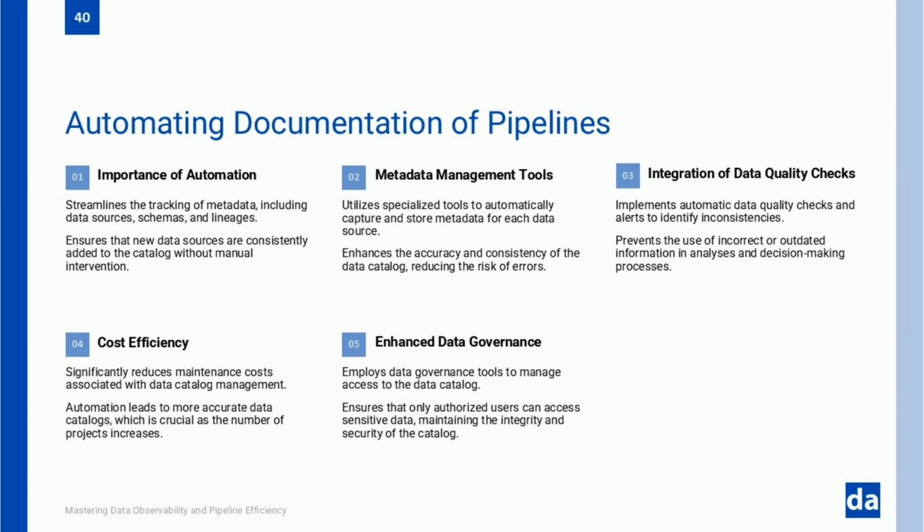Better governance, less worry. Finally, automation makes your governance game strong. Sensitive data, locked down. Access control, done. Security, handled. It's like giving your pipelines a bulletproof vest. This isn't just about saving time. It's about working smarter, not harder. Trust me, once you start automating your pipeline documentation, you'll wonder how you ever lived without it.